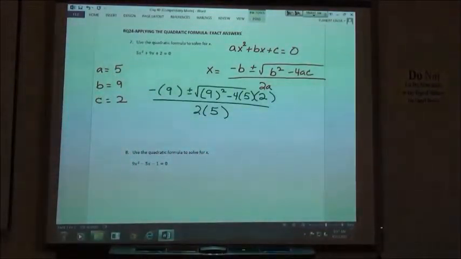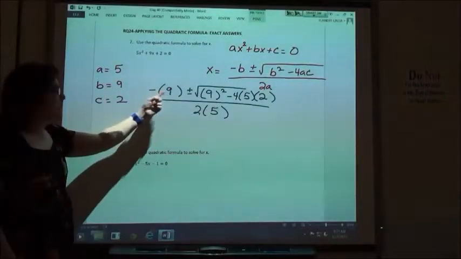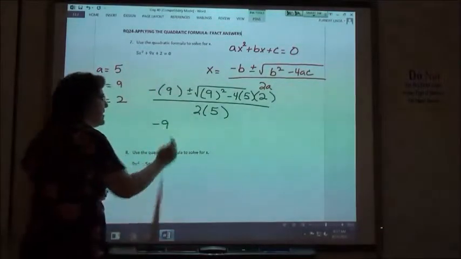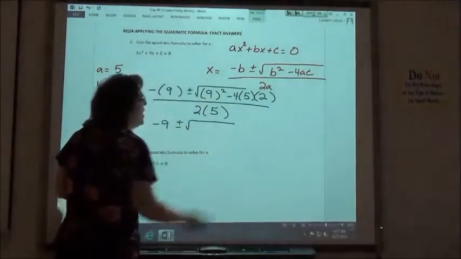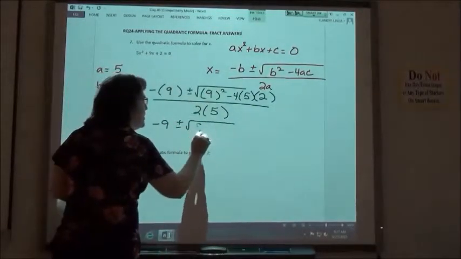Now I want to simplify this. Since I have minus 9 here, I can drop the parentheses. It's just minus 9 then. Plus or minus the square root of 9 times 9. 9 squared, 81.